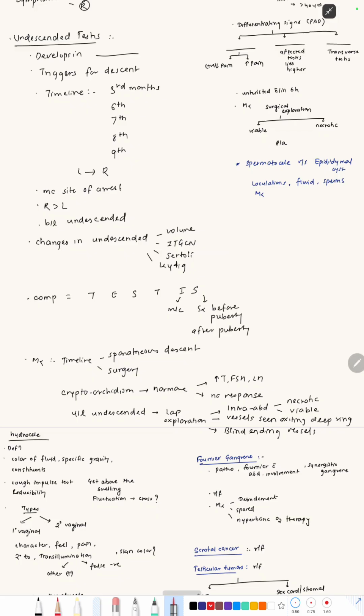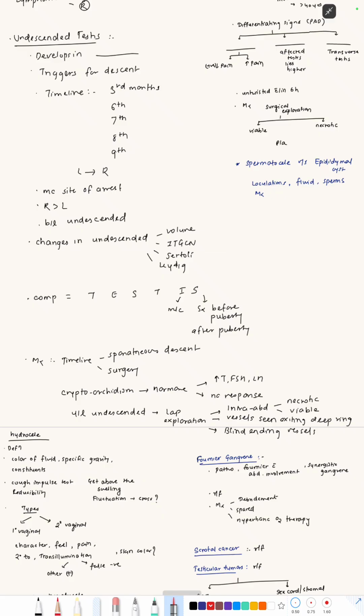the testis is present, and we go for laparoscopic exploration. If there is no response, then that means it's a case of anorchia. In unilateral undescended testis, we first only go for laparoscopic exploration. If an intra-abdominal testis is seen, then we look for whether it's necrotic or viable. If it's necrotic, we do orchidectomy. If it is viable, orchidopexy is done.